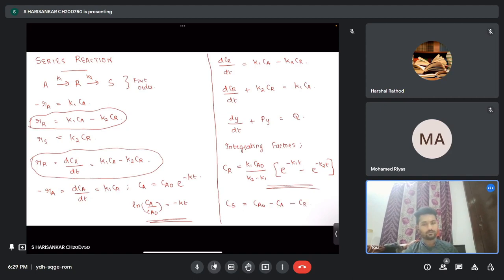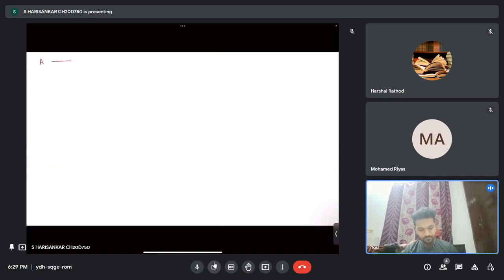Okay, so I'll write this again on the next page. First, we have A gives R gives S. If you want to find the concentration of A, CA is nothing but CA0 times e raised to minus K1T. And CR we just found out as K1 CA0 by K2 minus K1, times e raised to minus K1T minus e raised to minus K2T.